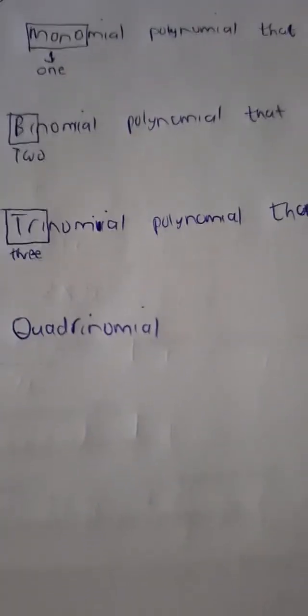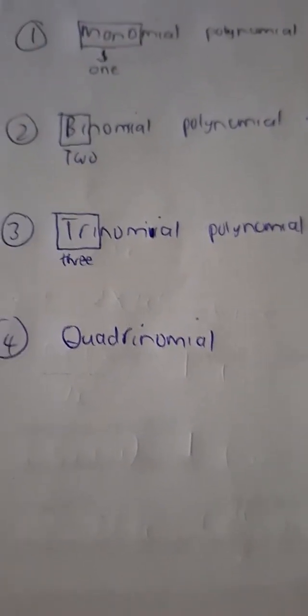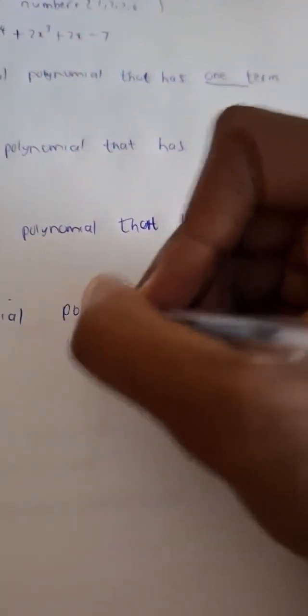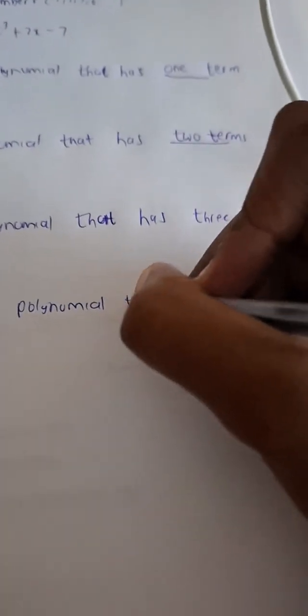Can anyone guess what a quadrinomial is? Or a quadnomial? Let's say it's a quadnomial. Quad. I'm sure you guys have heard of quad. Some of you have done quadrilaterals, four-sided shapes, in the past. So quad means four terms. So a quadrinomial is simply a polynomial that has four terms.